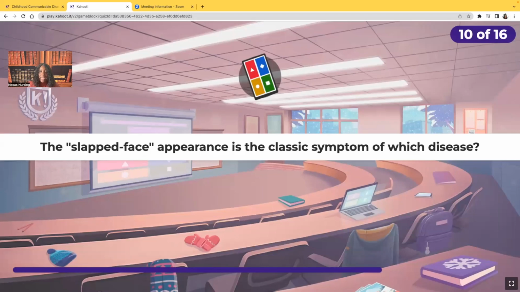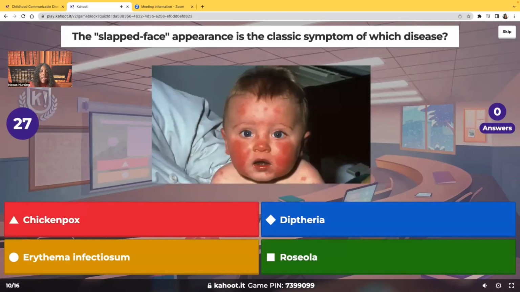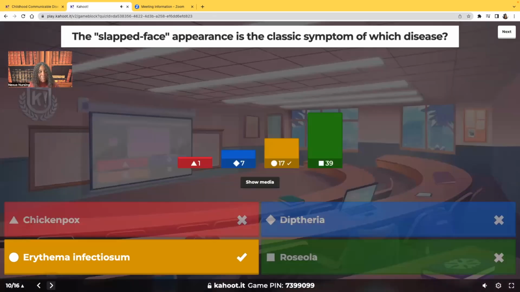The slap face appearance is a classic symptom of which disease? Is it chickenpox, diphtheria, erythema infectiosum, or roseola? The slap face appearance. Now look at the face of that infant. Does it look like someone just slapped them? Look at their cheeks. How are you guys doing on the live? Make sure you're putting your answers in. Okay, most of you guys went with roseola, not so much. It is erythema infectiosum, but we are going to talk about roseola, so I don't want to say too much.